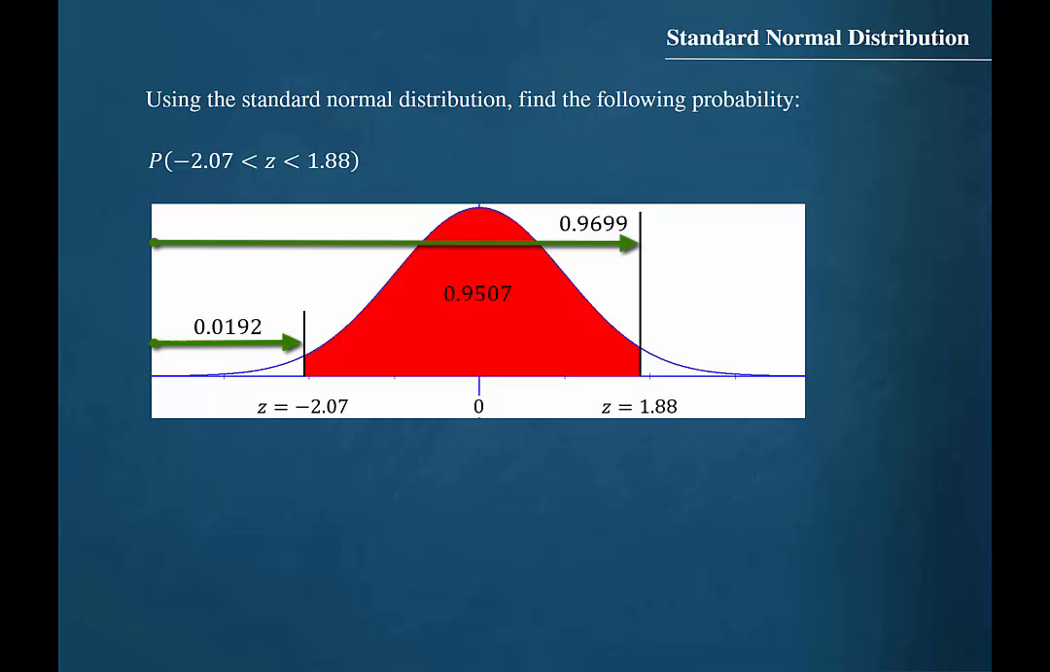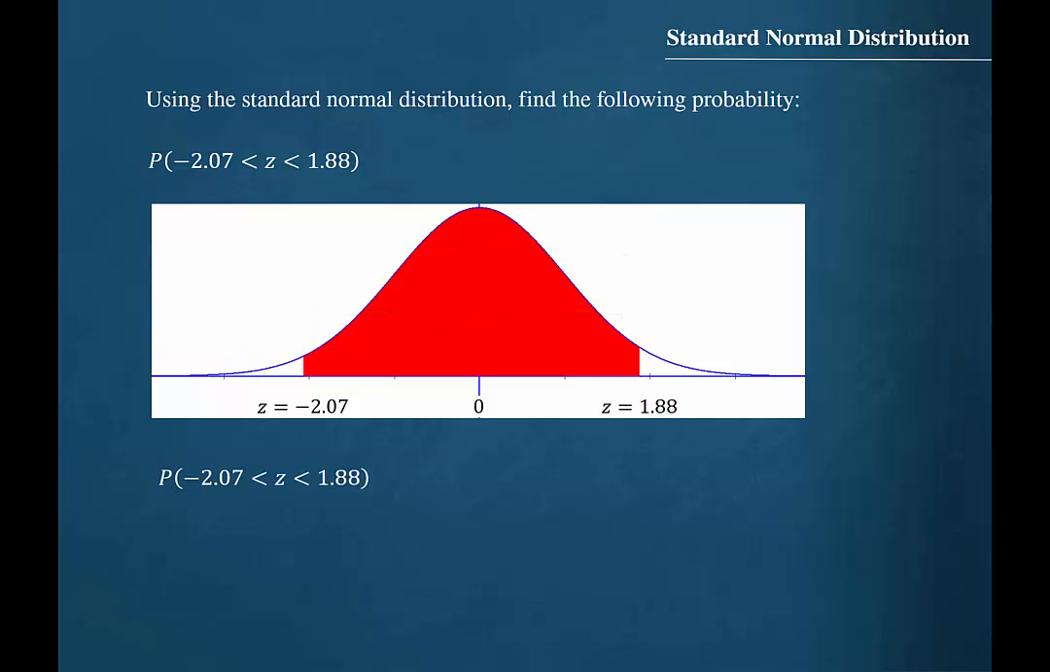But our requested probability calls for the area that extends from the z-score -2.07 up to the z-score 1.88. So the area that we are looking for is the difference between these values, which is 0.9507.